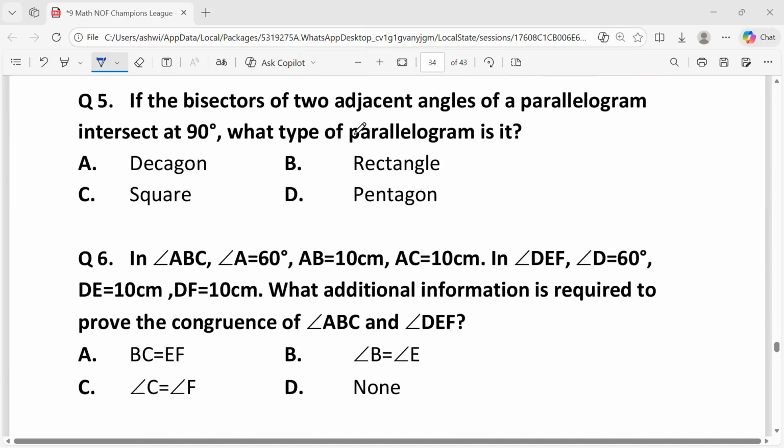Question 5. If the bisectors of two adjacent angles of a parallelogram intersect at 90 degrees, what type of parallelogram is it? B, rectangle. Adjacent angles of a parallelogram are supplementary, meaning the sum is 180 degrees. If the bisectors intersect at 90 degrees, it implies that half the sum of their adjacent angles is 90 degrees, which confirms they are supplementary. The key property states that the angle bisectors of adjacent angles of a parallelogram intersect at 90 degrees. The parallelogram is a rectangle.